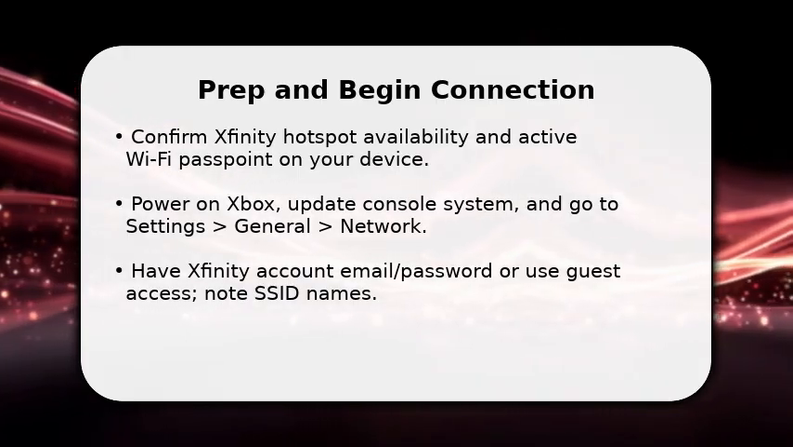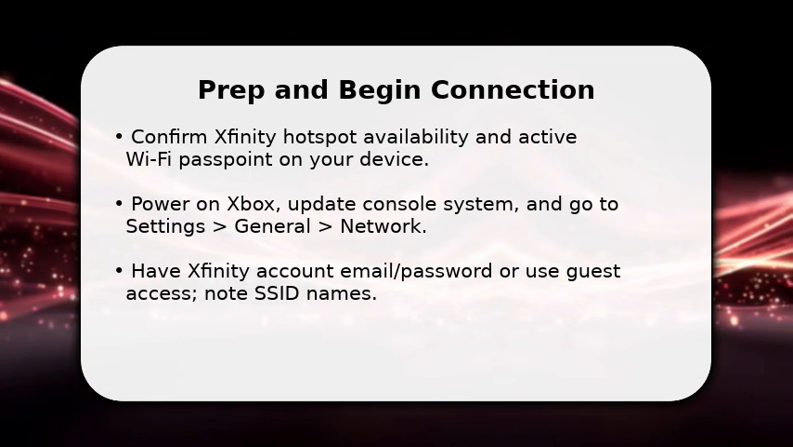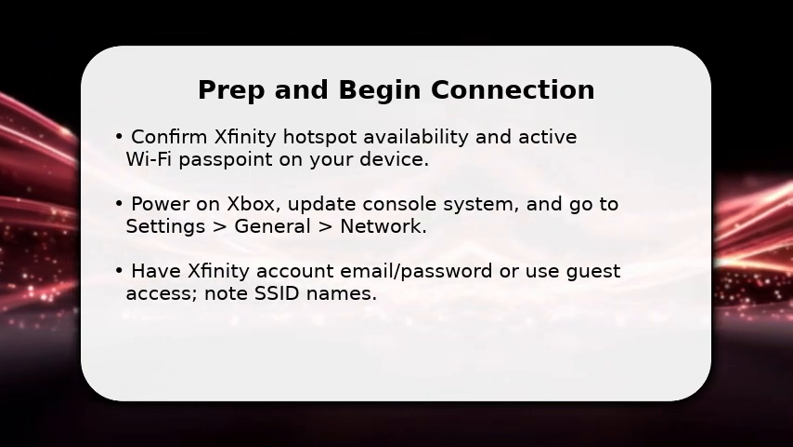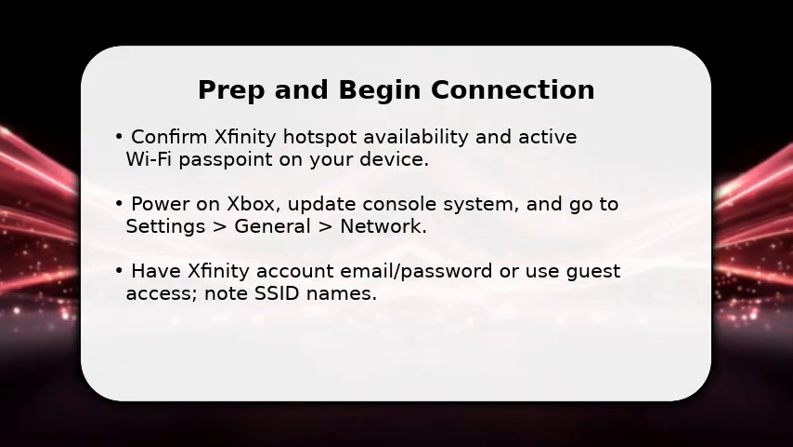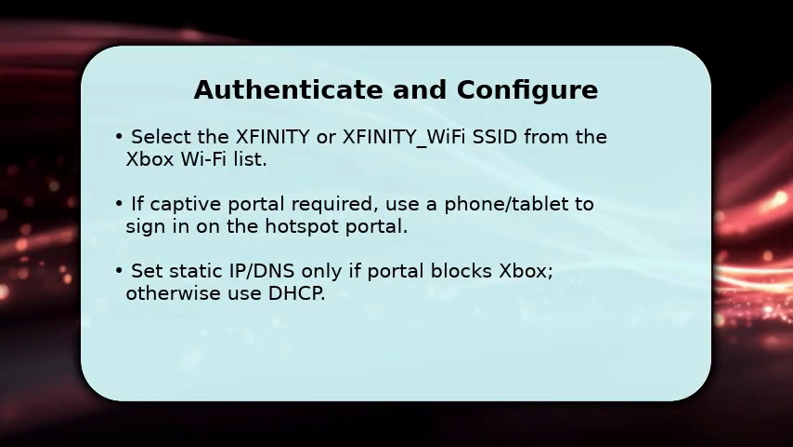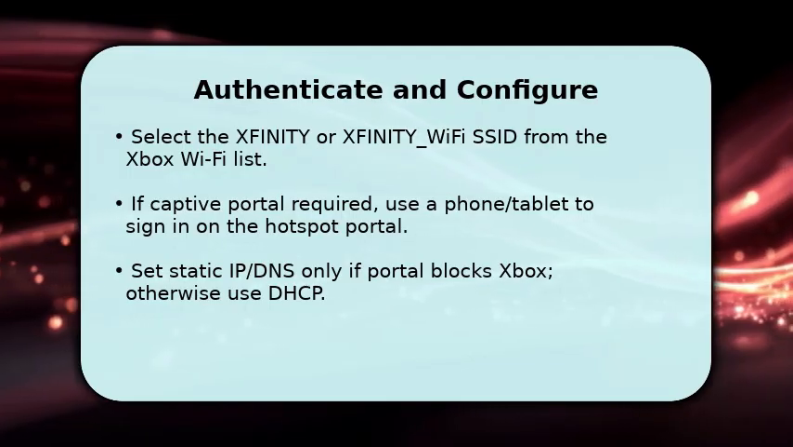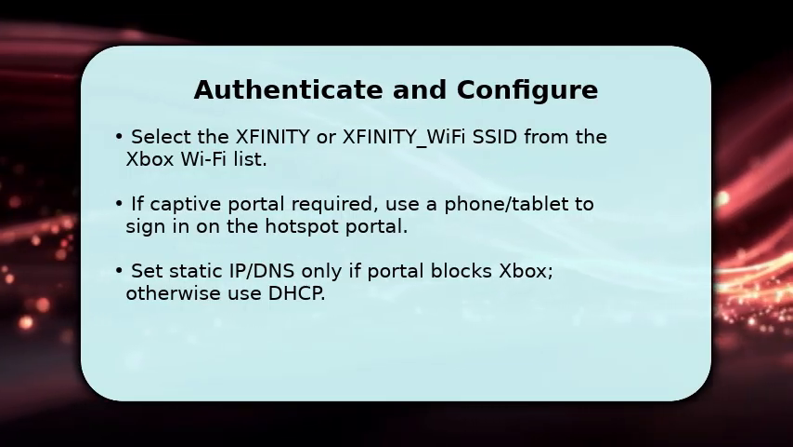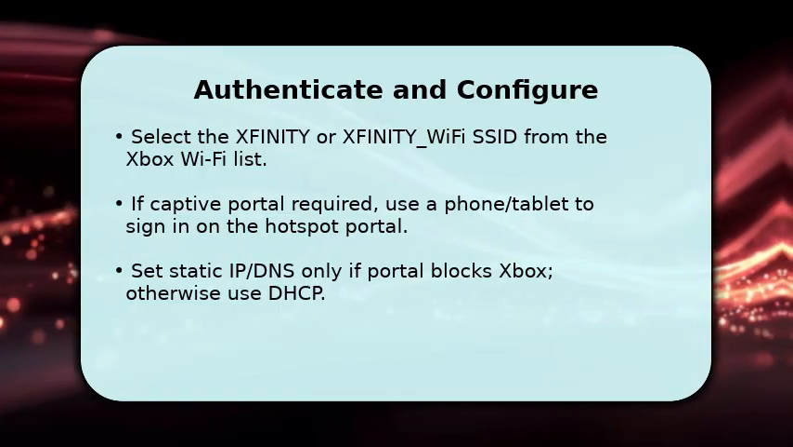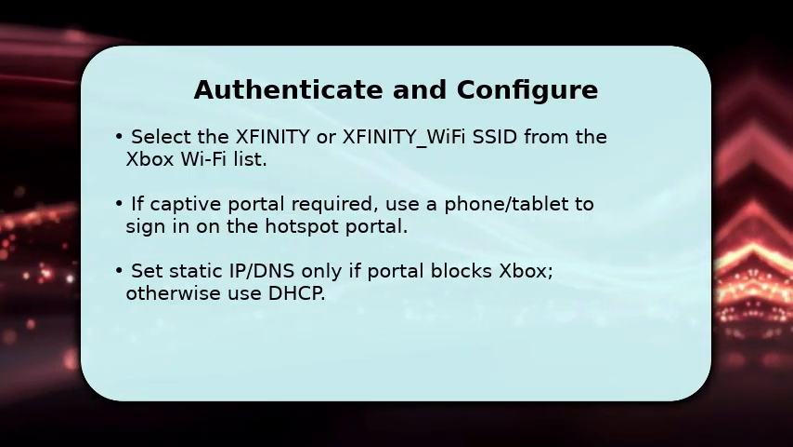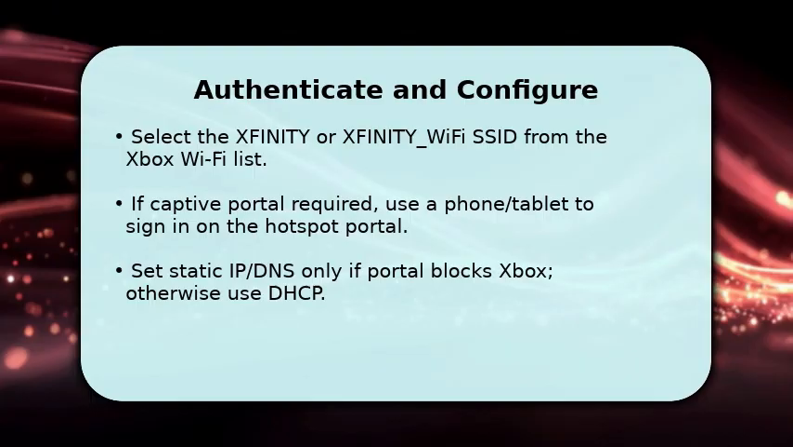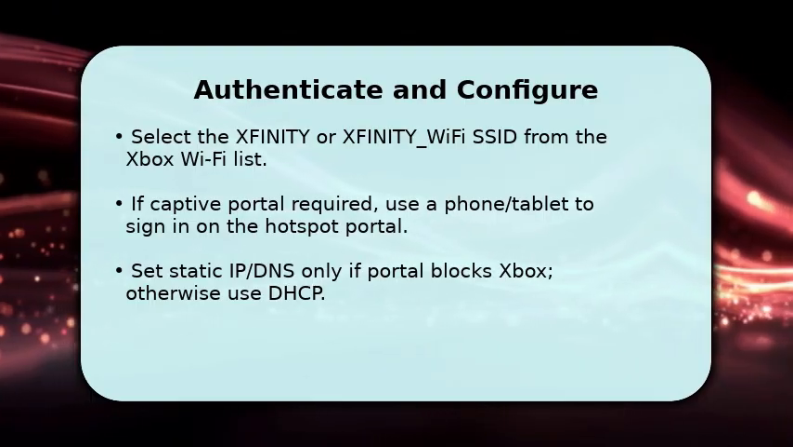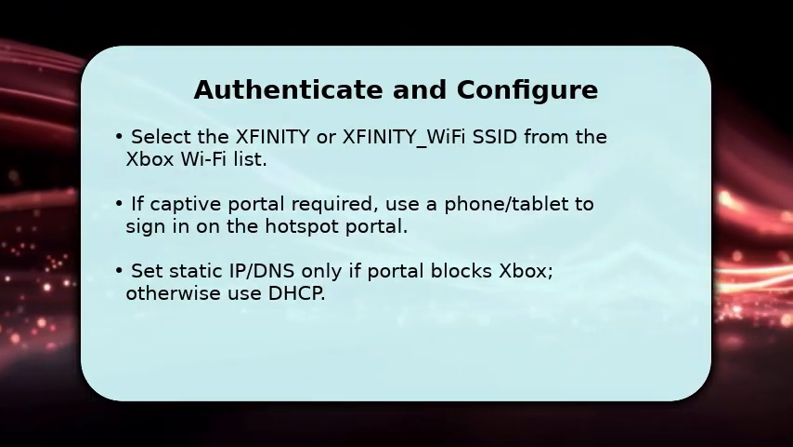Once done, proceed to Scan Networks and select the Xfinity Wi-Fi SSID shown. Once you pick the Xfinity SSID on your Xbox, the console may not display a portal page. That's common because Xbox lacks a browser for some captive portals. If that happens, open a phone or tablet and connect to the same hotspot, then complete the Xfinity sign-in or guest registration. After authenticating, the hotspot will allow your Xbox traffic.